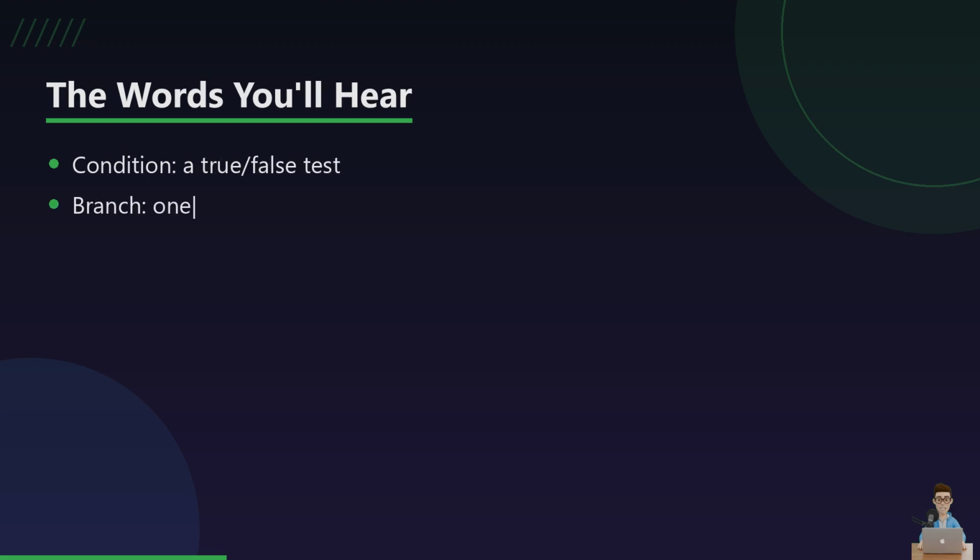Quick vocabulary so nothing trips you up. A condition is just a yes or no question, like, is the score above 90? A branch is one of the answers we can give. And a row is a single record in your table, one customer, one order, one line. That's all the jargon we need.